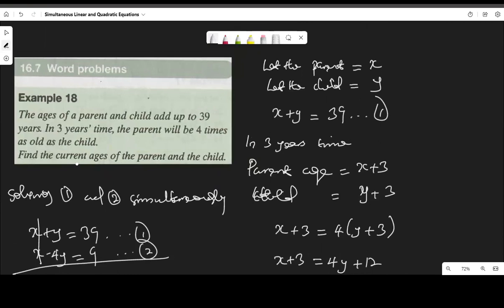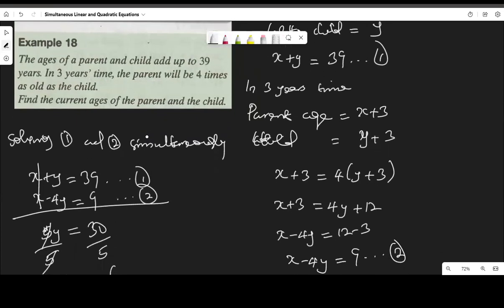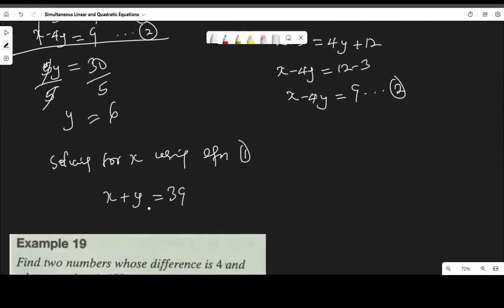What did they say? Find the current ages of the parent and the child, okay? Then the child is 6 years old. And let's solve for x using equation 1. Equation 1 says x plus y is equal to 39. And y is 6, that means x plus 6 is equal to 39, which implies x is equal to 39 minus 6, which is 33. So the parent is 33, the child is 6.